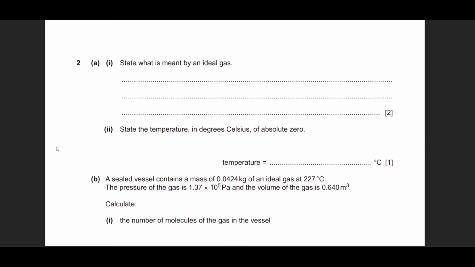Question number 2, state what is meant by an ideal gas. Now this is a very repeated and common question. Whenever he asks you this question, you should say that it is a gas that obeys the ideal gas equation, which is PV equals nRT. And then you go on explaining everything in English, what P, V, n, R and T are. So P would be the pressure, V is the volume in meter cube, n is the number of moles, R is the universal gas constant, of course having a value of 8.31, and T is important.